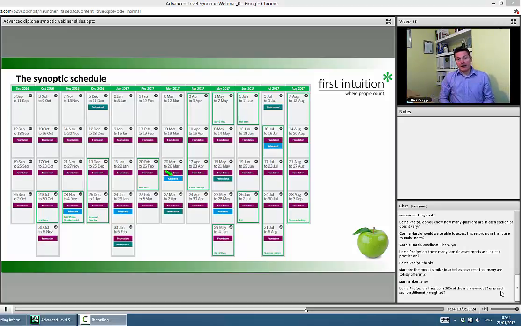Well, no, it's not a case of each section being differently weighted. The units within the exam are separately weighted. So obviously spreadsheets are going to be a large proportion of the exam. Ethics is going to be a large proportion of the exam. The other ones not so much because they've been tested elsewhere. So there's an awful lot going on in each one.